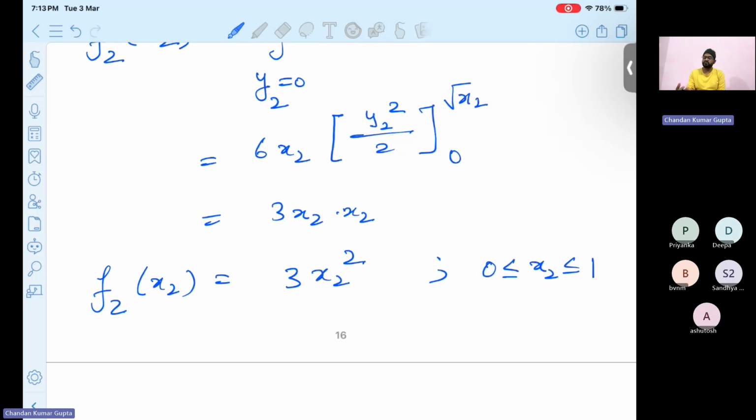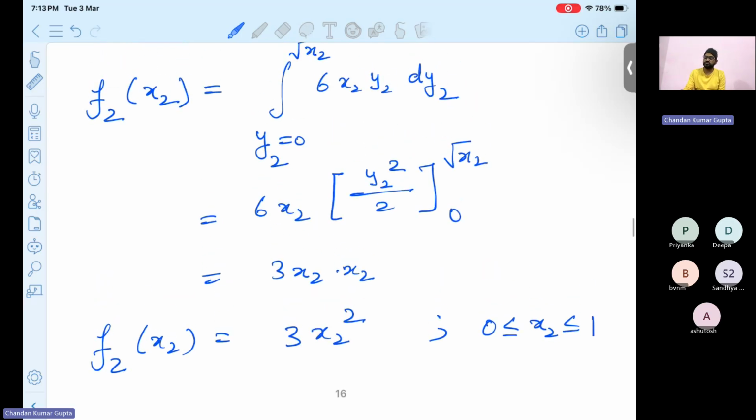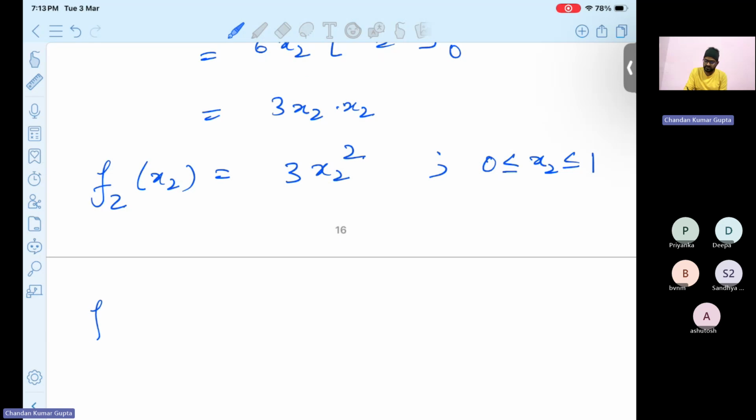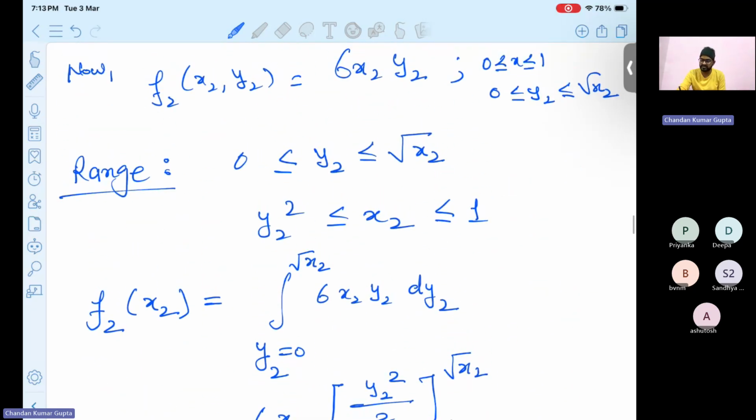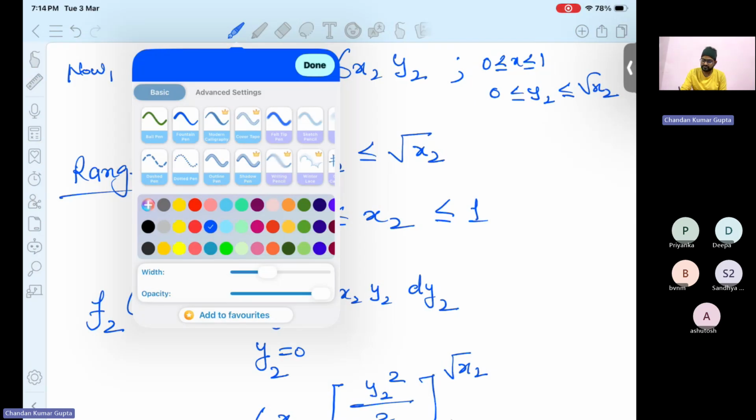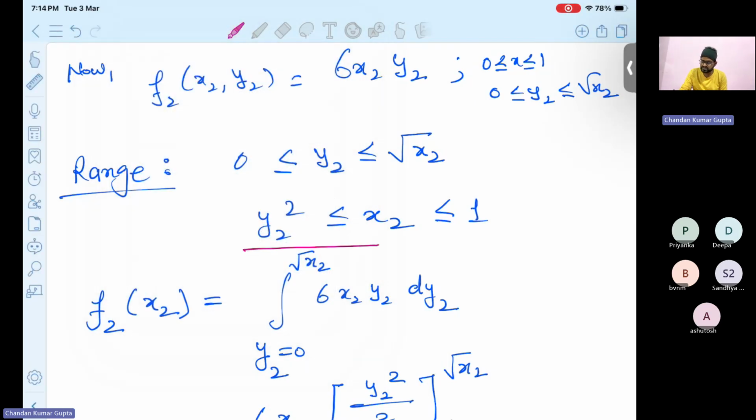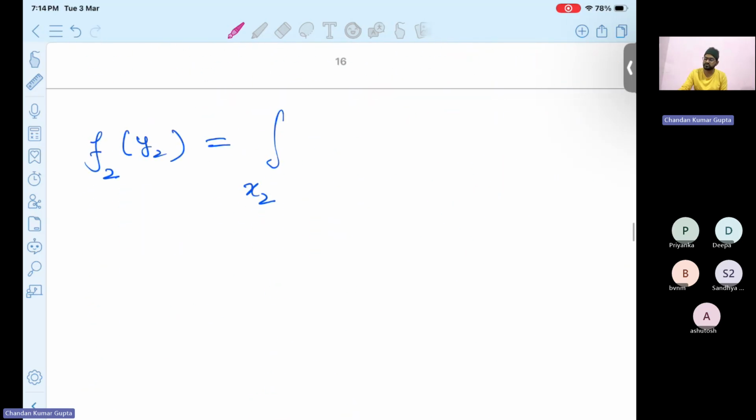Now the next step is to find the marginal of y2, that is f2 of y2. Here we integrate over x2, and the range of x2 we have already defined. Using all the conditions, the range of x2 is y2 squared to 1. The lower limit is y2 squared.